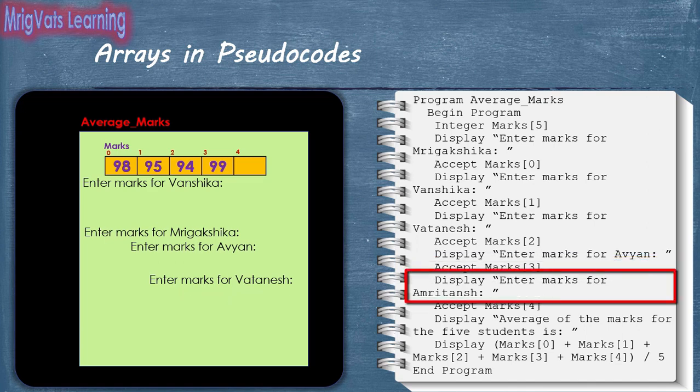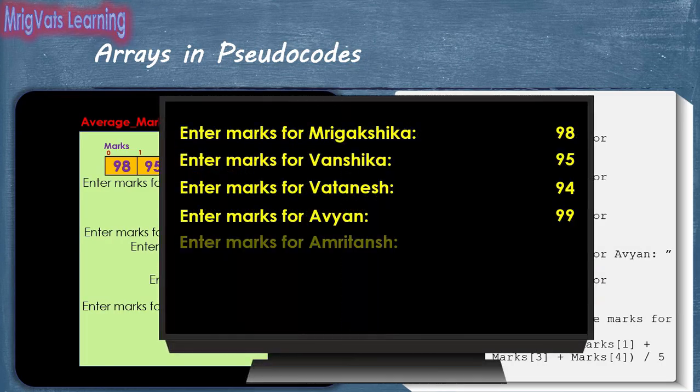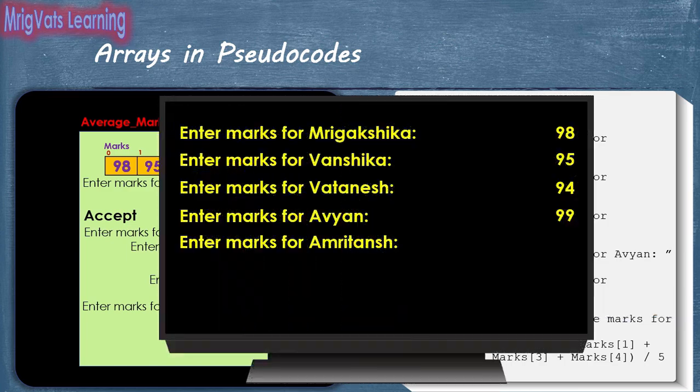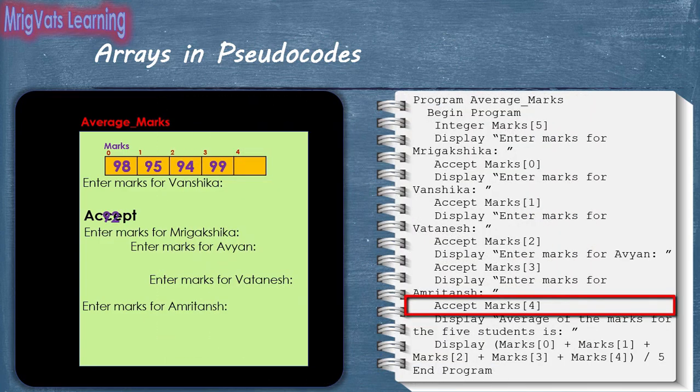When the next display statement is run, the program writes the enter marks for Amritansh text in the memory allocated for the program. The display statement takes the text as an input and displays it on the virtual display board. When the accept statement is run, the program waits for the user to enter a value. As soon as the user enters a value such as 92, the accept statement takes it as an input and stores the value in the marks[4] element.